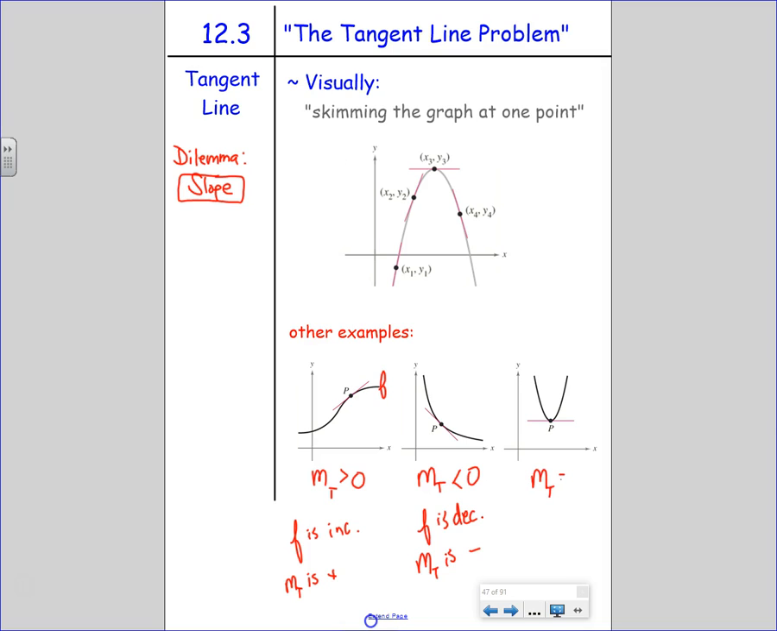Good, equals 0. Why? Because it's flat. And every horizontal line has a slope of 0. Wait a minute, what's so special about this point? That slope is 0, and that point, that slope is 0. They're both 0. Ah, they're vertices. Interesting. Maximums and minimums always will have slopes of 0.